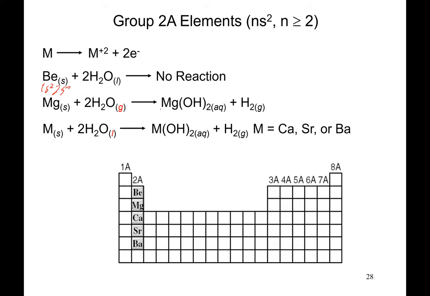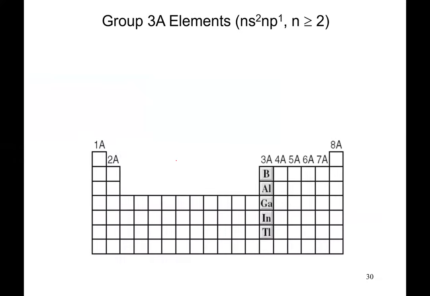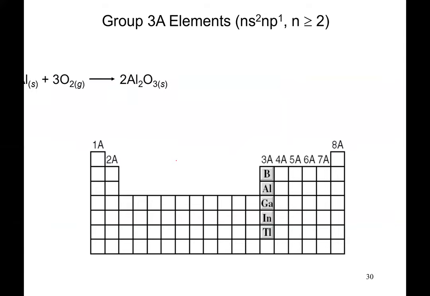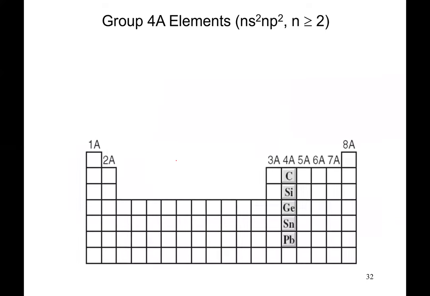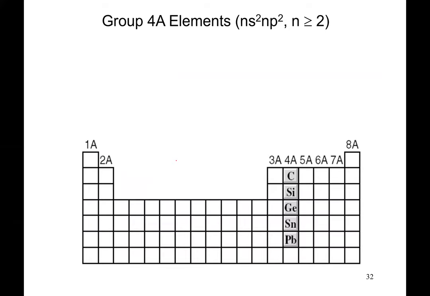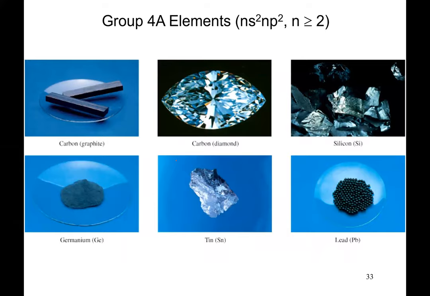But the key thing is that when they all react, they form the same compounds. These will form calcium hydroxides when you react them. And essentially, going down, they're all similar chemistry. Okay, and these are examples of the 2A metals. And then going down, boron, aluminum, gallium all react similarly too. These are the group 3A elements, and then group 4A elements that have ns2 np2. They will react with hydrogen in similar ways, like tin and lead. And these are examples of them.